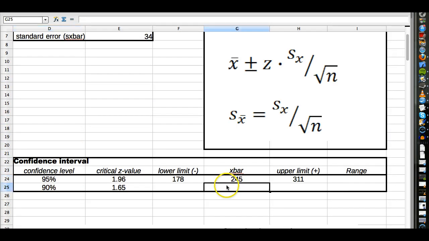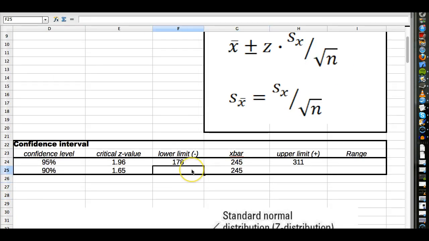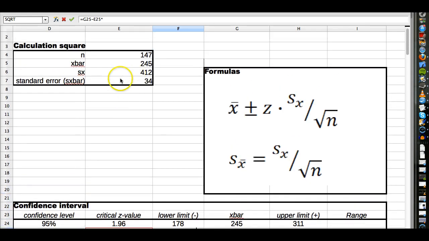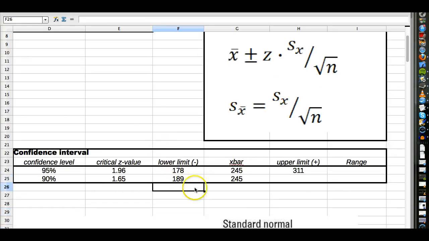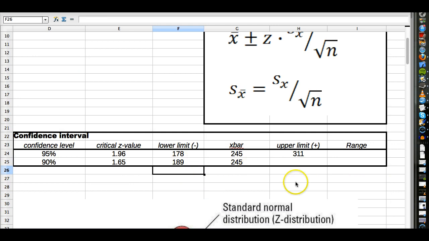We're going to do this for another interval. So I'll write equal to. Same x bar as before, that's our guess, it's not going to change. Same formula. I select my x bar. That's the lower limit, so we take minus. And this time our critical value has changed to 1.65, multiplied by the standard error, which is 34. And we get 189 as our lower limit.